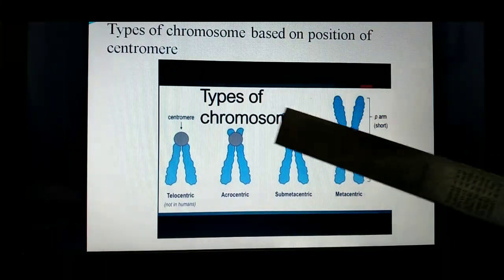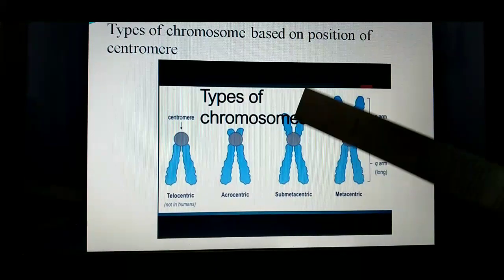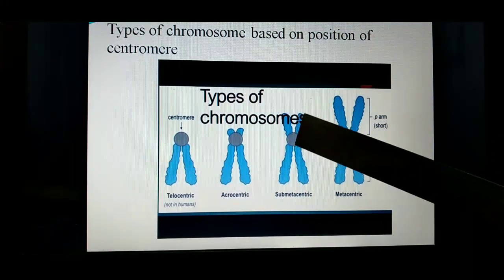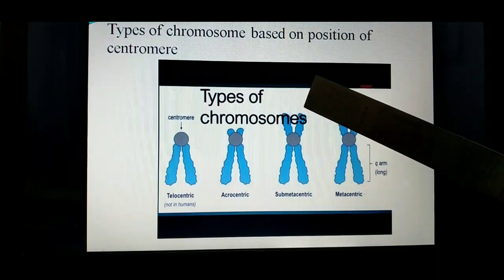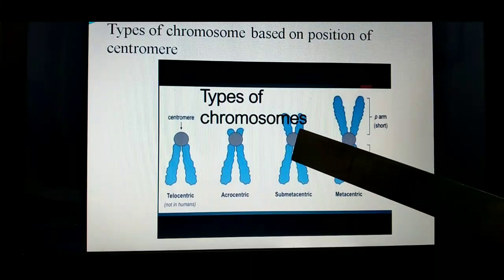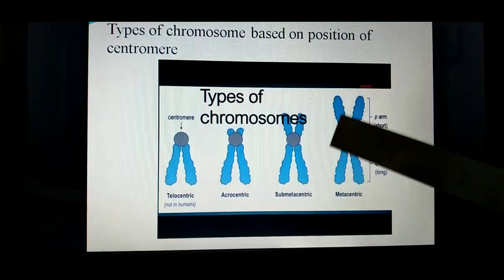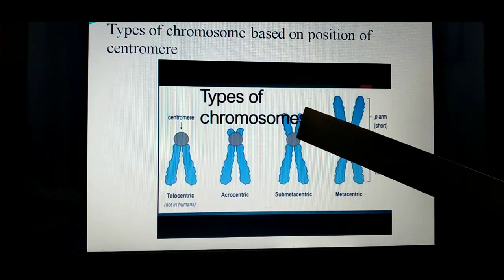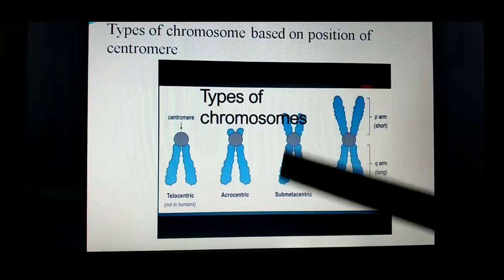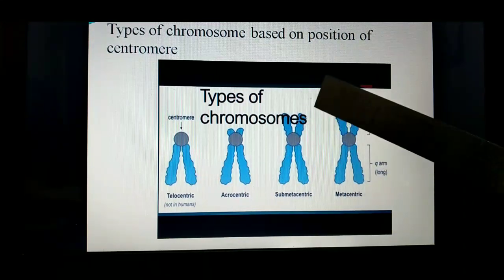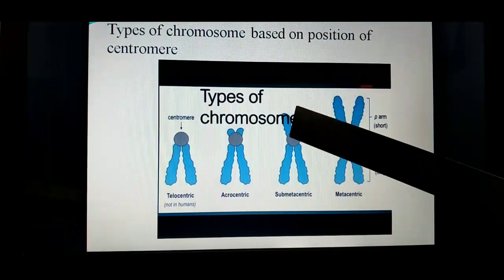The next is submetacentric. In the submetacentric, the centromere lies near the center, not exactly at the center. That means the centromere is present between the end and the center. So this is called submetacentric. The centromere is present near the center, and here also there is one small arm and one long arm. It is in the shape of the letter J or an L-shaped chromosome.